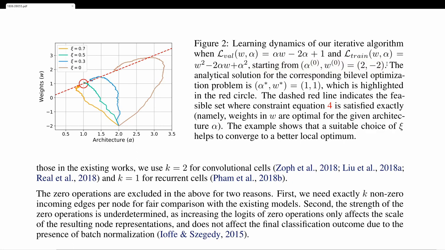The analytical solution for the corresponding bi-level optimization problem is alpha star, W star equals 1, 1, which is highlighted in the red circle. The dashed red lines indicate the feasible set where constraint equation 4 is satisfied exactly, namely weights in W are optimal for the given architecture alpha. The example shows that a suitable choice of C helps to converge to a better local optimum.